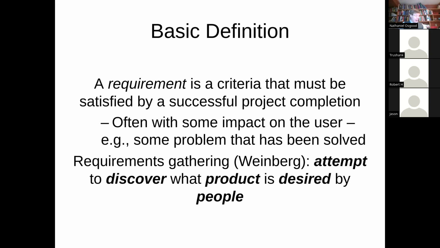Availability, matters of reliability. It can involve some sort of quality of service guarantees, the throughput of the system, even potentially. But requirements gathering, requirements elicitation is this attempt to discover what product is desired by people, what would be success for this product.